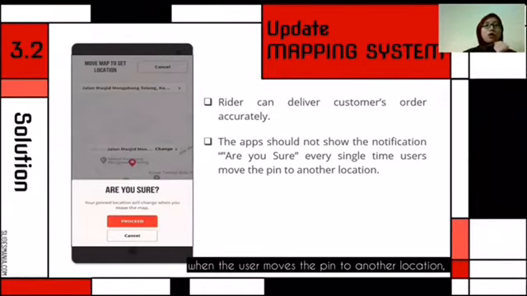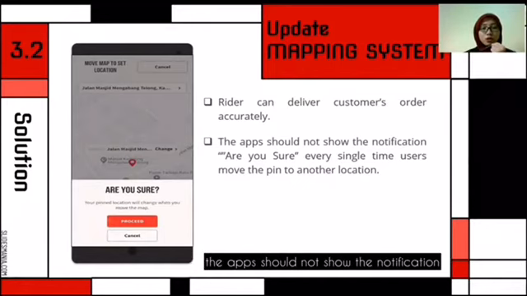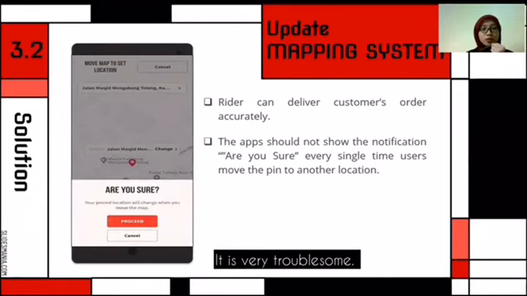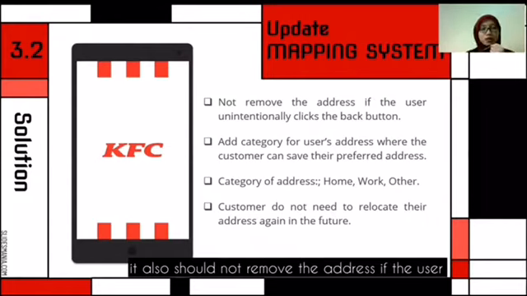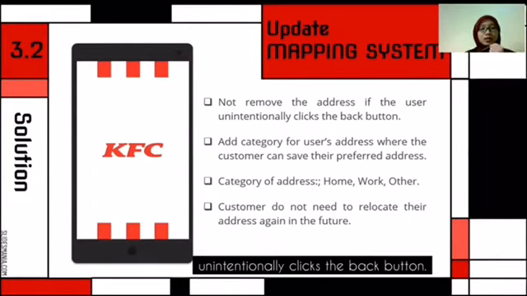Besides, when the user moves the pin to another location, the app should not show the notification "Are you sure?" every single time the user moves the pin. It is very troublesome. Next, when the user has already put in their location, it should not remove the address if the user unintentionally clicks the back button.